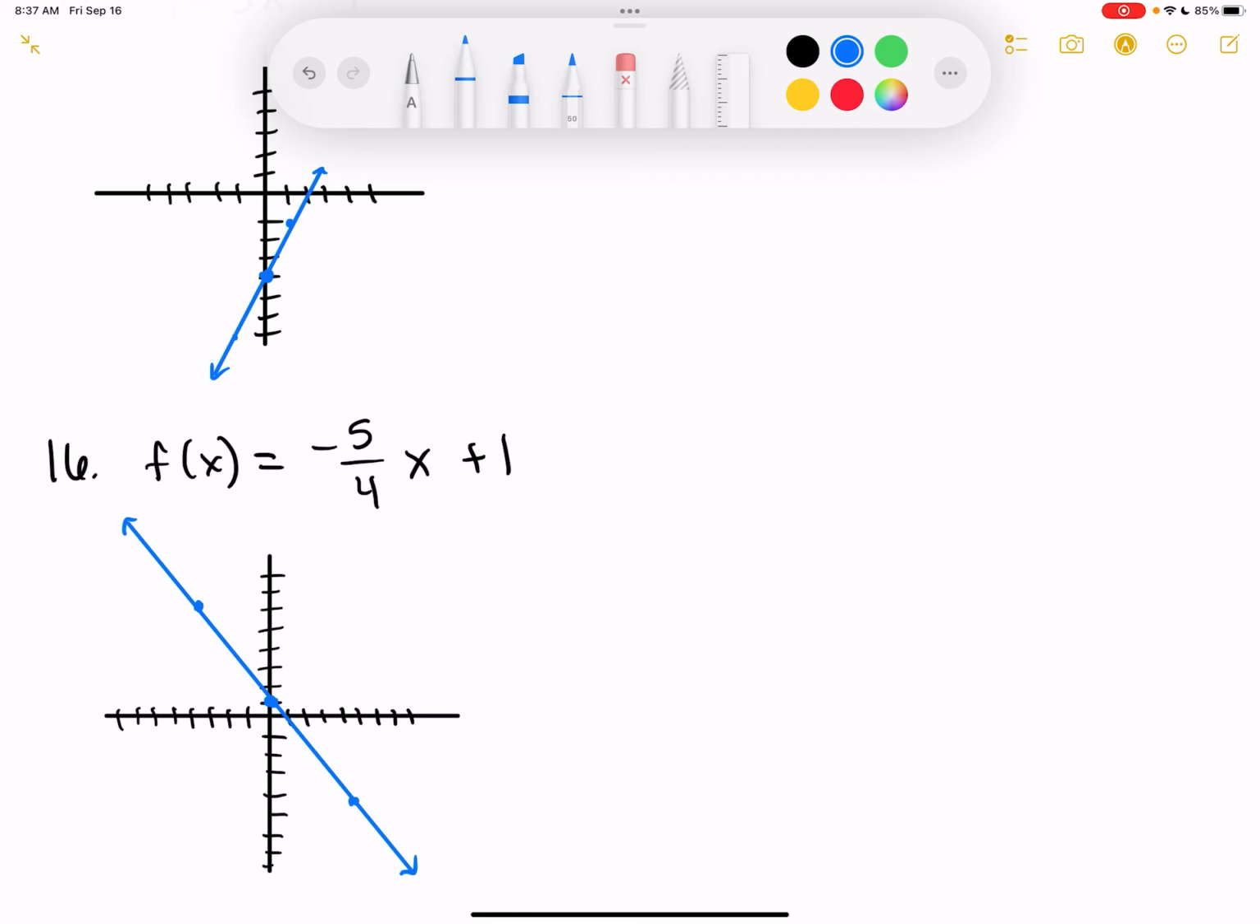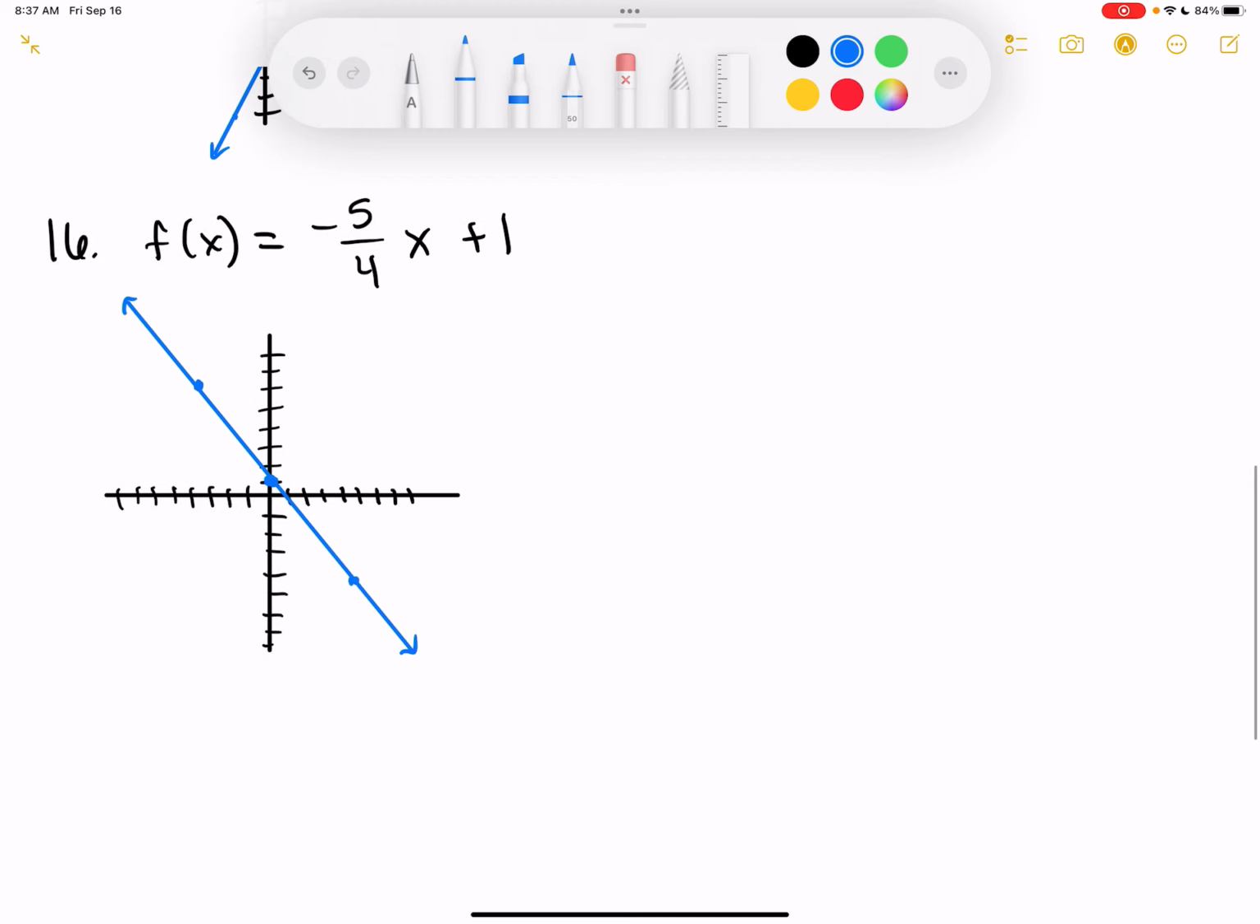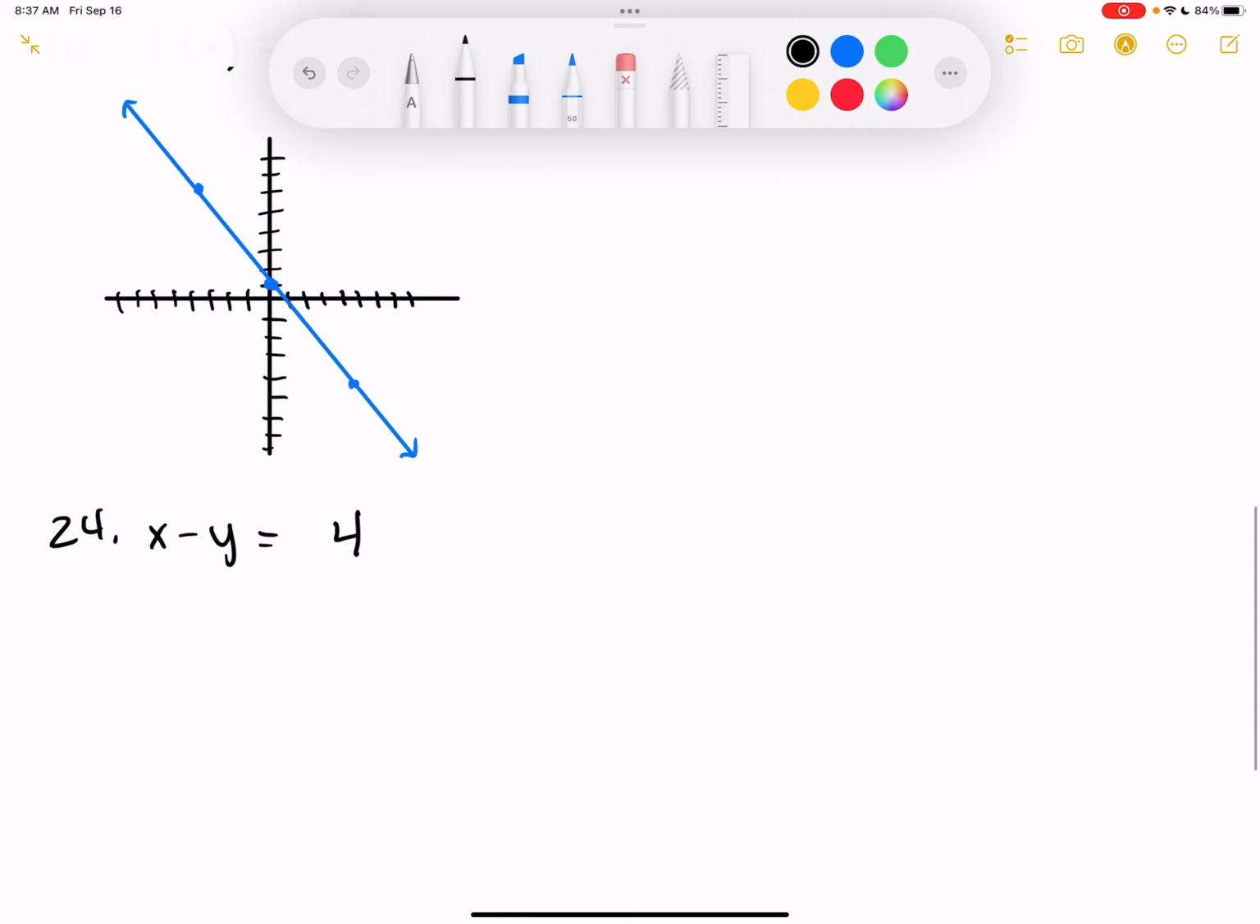Alright, the next one says to find the x and y intercepts of the line with a given equation. So we're going to come back to graphing in a minute when we kind of put everything together. So 24, we have x minus y equals 4. So do y'all remember how we find the intercepts if we have a problem like this? Yeah, cover up method.